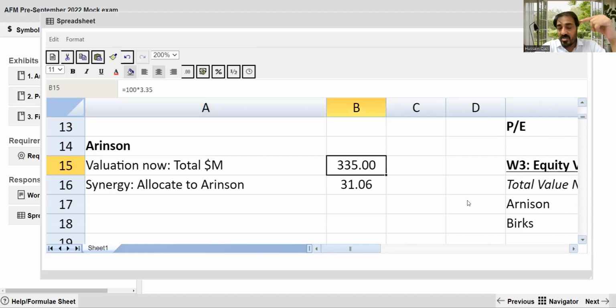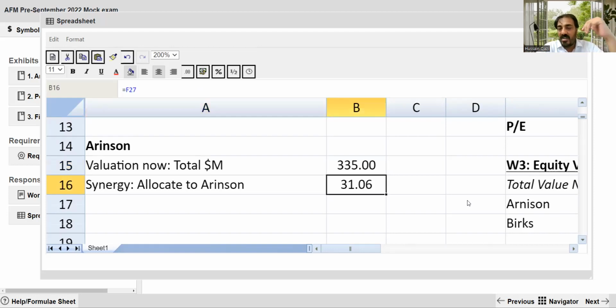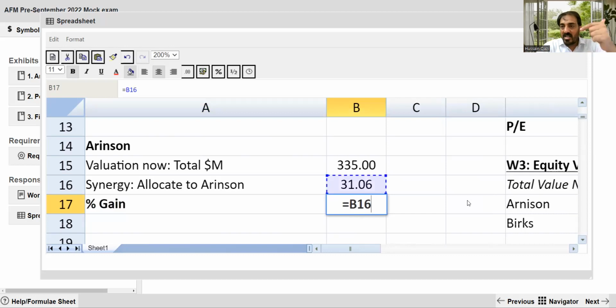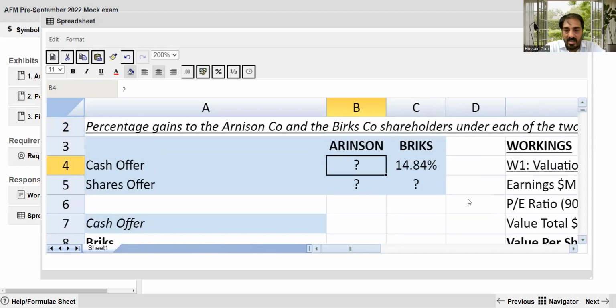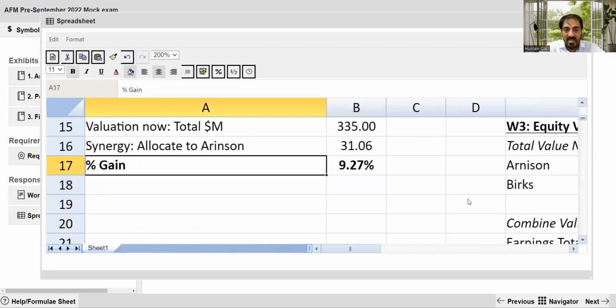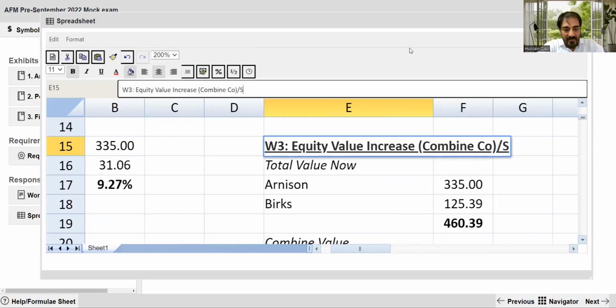Once again, Aronson will consider here that the valuation now is 335 million. If I acquire this business, I will be able to get synergy of 31.06. So what is the percentage gain I will get? That's 31.06 divided by 335, that's 9.27%. So here I must say that it is equal to 9.27. The working we call equity value increase is the working for synergy. You can put the heading of synergy as well.